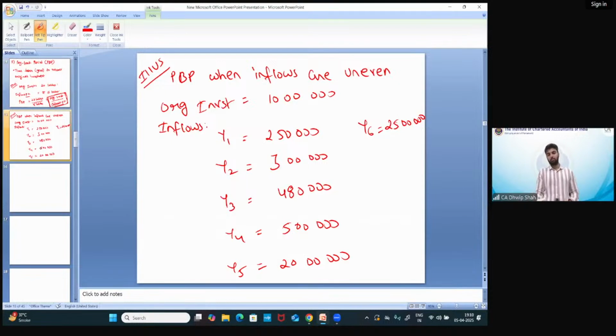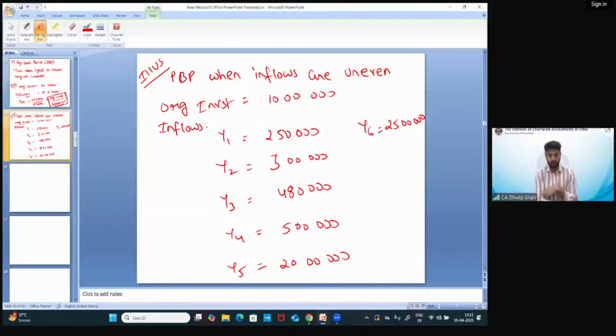Tell me, this is my question to you. Your investment is 10 lakh. Now think from a businessman's point of view. Forget that you are a student of FM. Think from a business perspective. You invested 10 lakh and you are generating 2 lakh 50 in year 1, 3 lakh in year 2, 480 in year 3, 5 lakh in year 4, 20 in year 5 and 25 lakh in year 6. So what would be your payback period? In how many years will this 10 lakh be recovered?